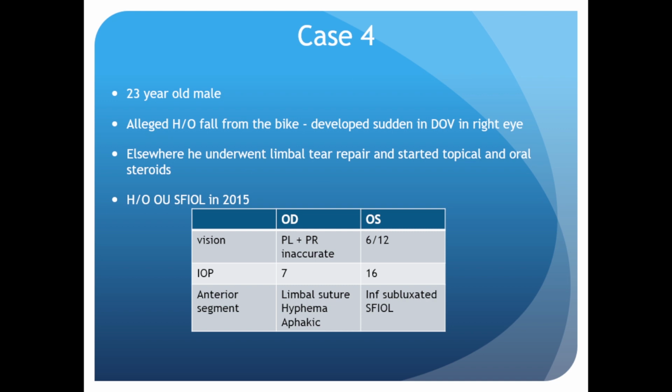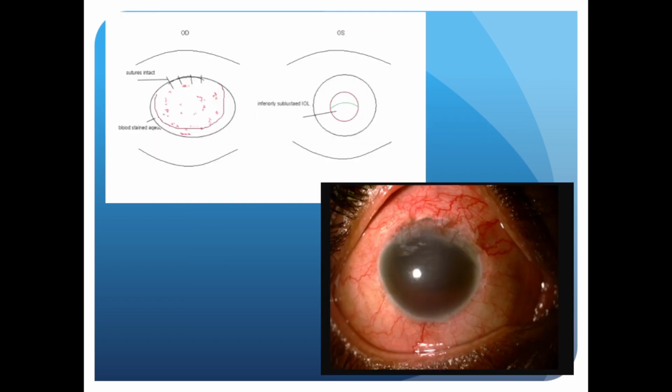Moving to case number 4, a 23-year-old male patient who had an alleged history of fall from a bike, and after that he developed sudden diminution of vision in the right eye. Elsewhere, he underwent limbal tear repair and started topical and oral steroids. He has a history of SFL also in 2015. He came to us with a vision of PL/PR inaccurate with an IOP of 7, with limbal sutures intact with hyphema and aphakia in this patient.